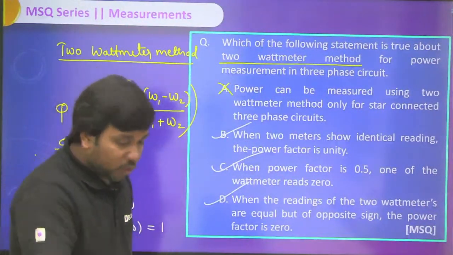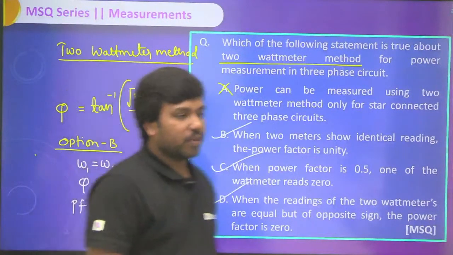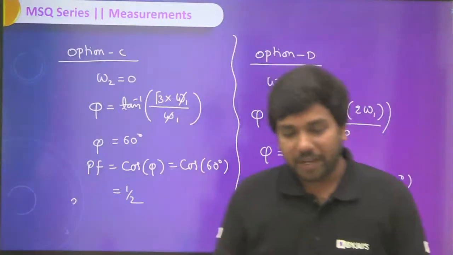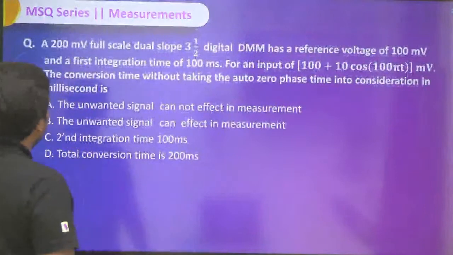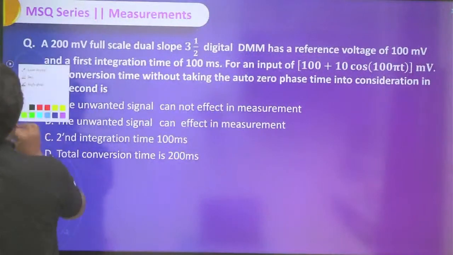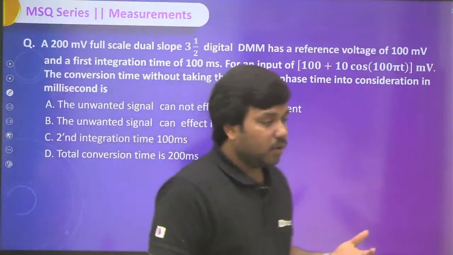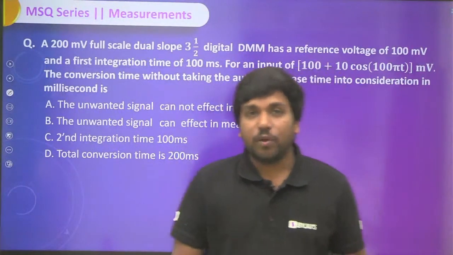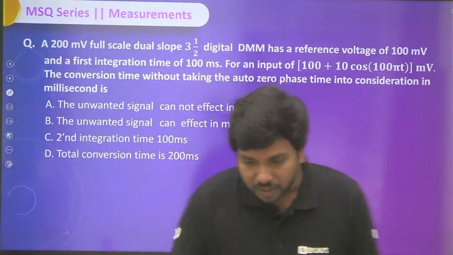So I think you people have done very fast compared to me. B, C, D are the correct answers for this question, because you people are electrical students, so it is a cakewalk to you, right? However, for instrumentation students, they need to work out a little bit more here. So let's come to the last question of the discussion. Those who attended my special lecture on dual slope DVM can solve this question very fast. Clear? Right?